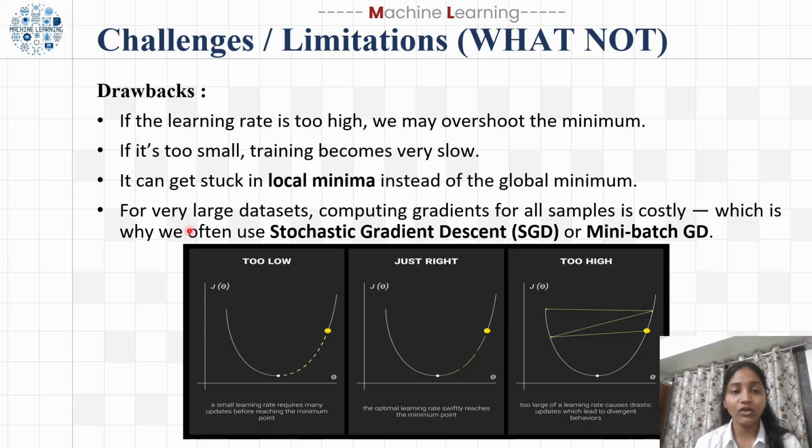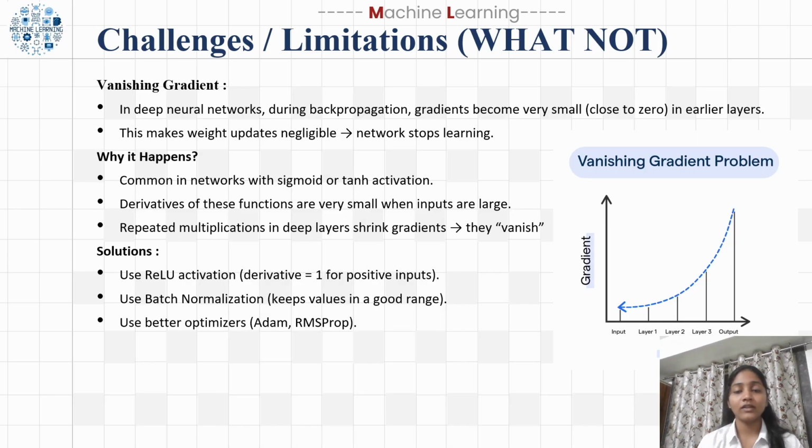The third drawback is that it can get stuck in a local minimum instead of the global minimum. We need the global minimum, and it is at this point. This is our global minimum. For very large datasets, computing the gradient for all samples is costly. I have said it already, we need some other gradients also, like stochastic and mini batch for larger datasets, for fast execution.